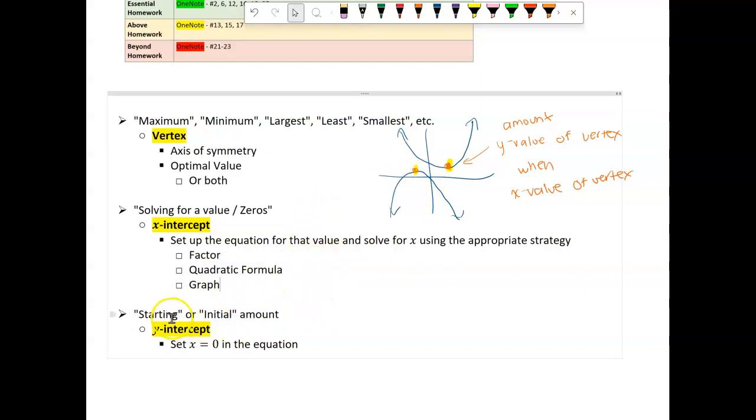Okay. If they're asking you for when did it start, what was the initial amount, they're asking you for the y-intercept. So when does the graph cross the y-axis? When did it begin monitoring? So you would normally plug in x is 0 for the equation and solve for the y.